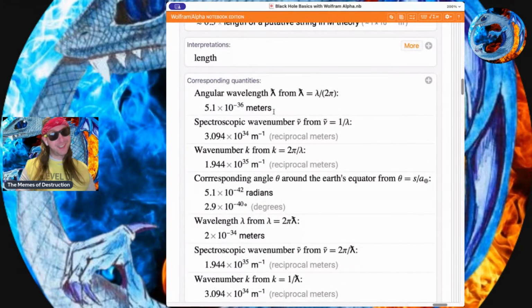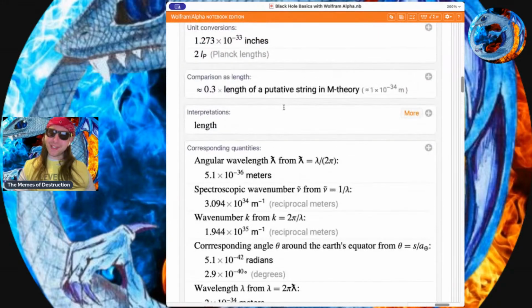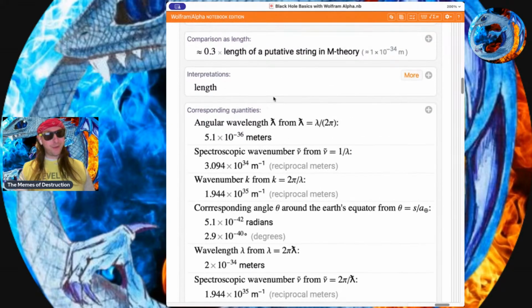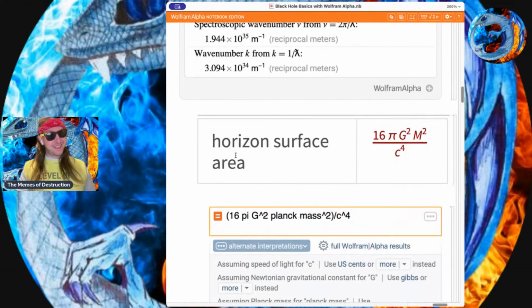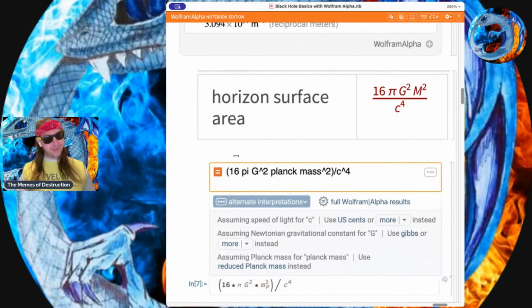Again, some people may disagree. But all right, so that's about 0.3 times the length of a putative string in M theory. So as soon as we can start hitting those energy levels of 10 to the negative 30, okay. But okay, the horizon surface area.